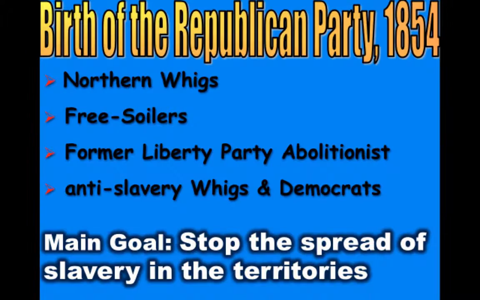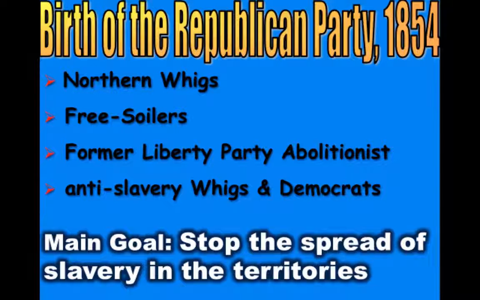Let's get the party started. And the whole goal in the beginning of the Republican Party was to stop the spread of slavery in the territories. And you get Northern Whigs, Free Soilers, former Liberty Party abolitionists, and some anti-slavery Whigs and Democrats.